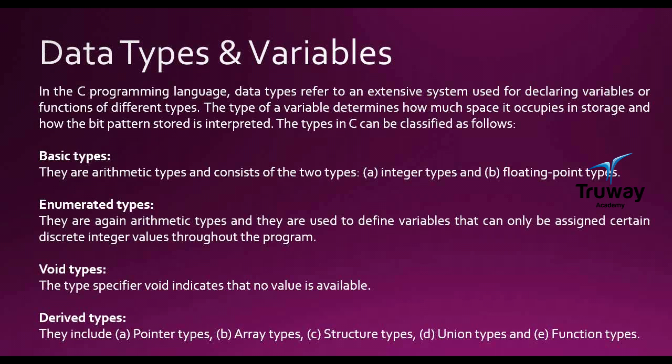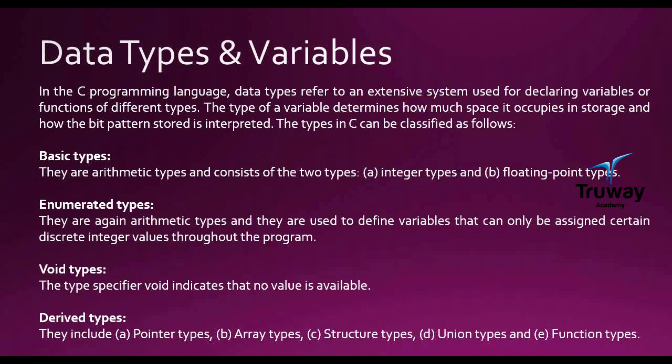First we have the basic type, then we have enumerated types, the void type, and the derived types. The basic types are called arithmetic types. There are two types of it, integer and floating point. Both are numeric actually. We will understand what these differences are.